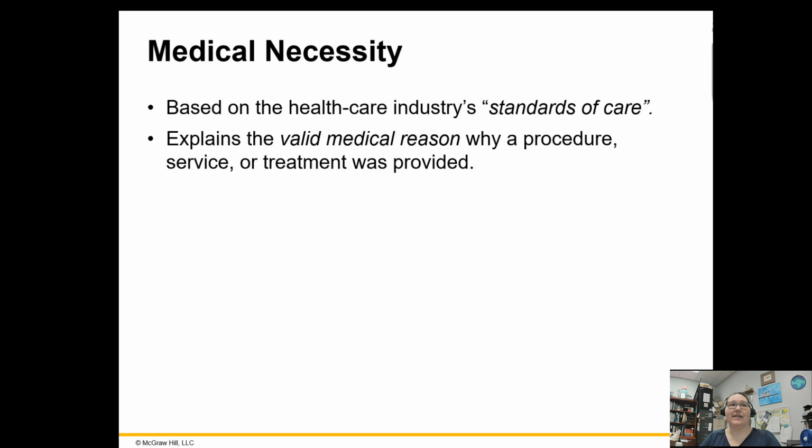All right, medical necessity, one of the most important reasons. Based on healthcare industry standards of care, it explains the valid medical reasons why a procedure, service, or treatment was provided. Again, that's where your diagnosis codes come in. Your diagnosis is that supporting information for those procedures. If we don't have a diagnosis documented that requires a certain procedure, there's no medical necessity. It's not stated in the chart that this patient even needs this.